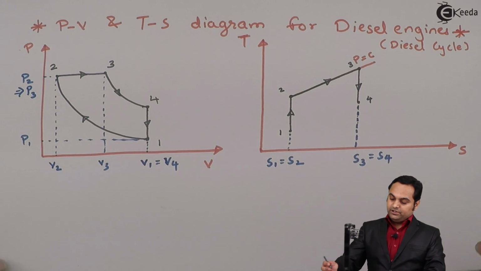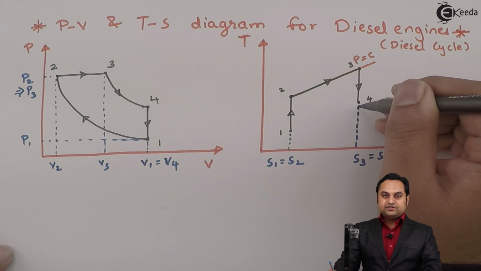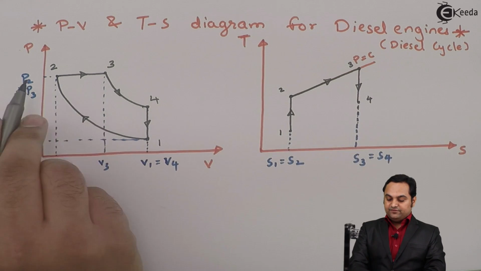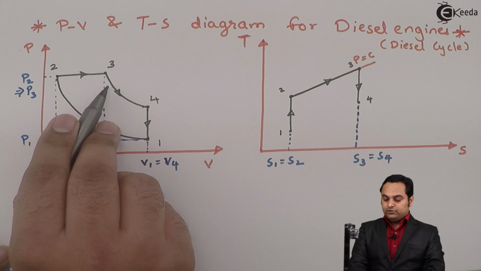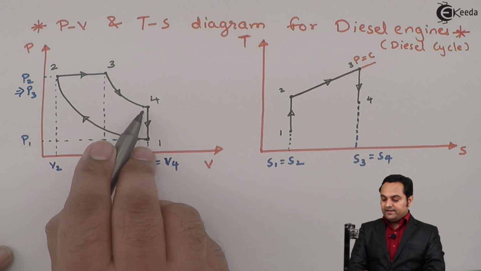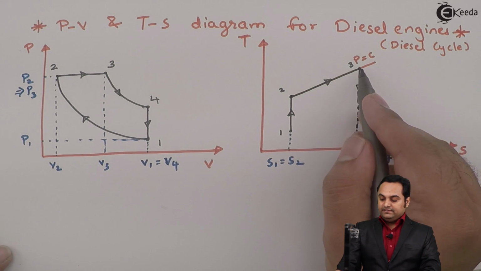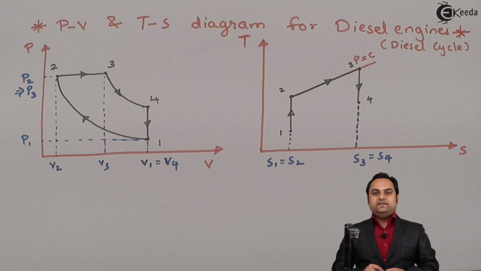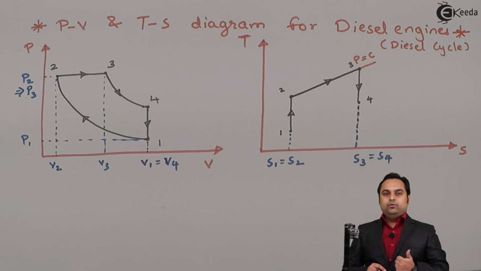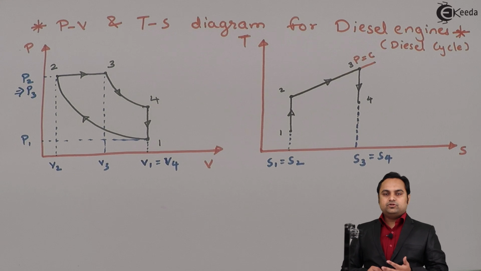Entropy remains constant. Now 3 to 4 indicates isentropic expansion, the temperature has dropped, and as we can see from the PV diagram, during 3 to 4 the volume increases and pressure drops. In the case of the TS diagram, entropy remains constant and temperature drops. So we can say that during the expansion process both temperature and pressure drop, but entropy remains constant and volume increases.